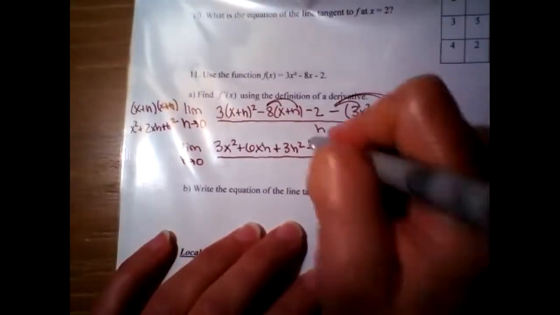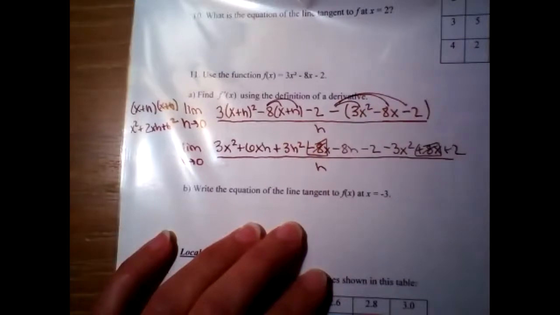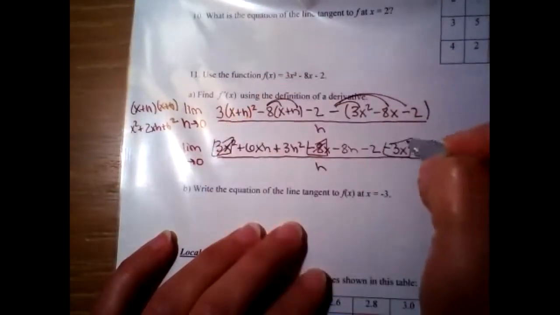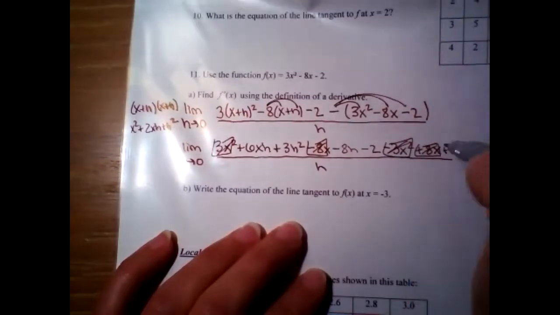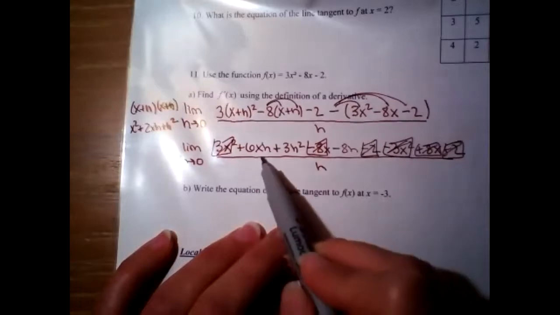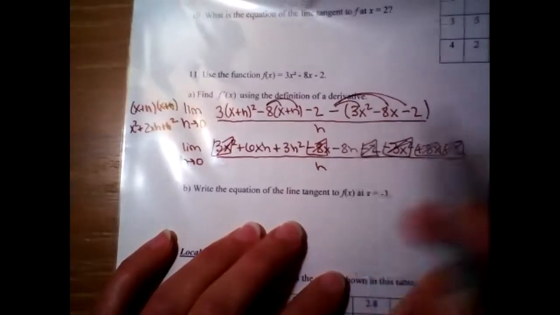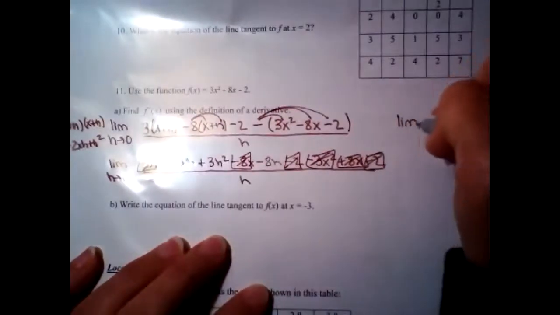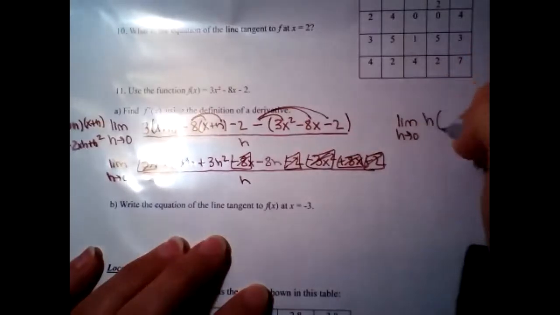8x's are gone. And the 3x squareds are gone. And there should be something else. Good, and the 2's are gone. So everything that's left, there's only 3 terms left. They all have an h in them. And so we're going to factor out an h.